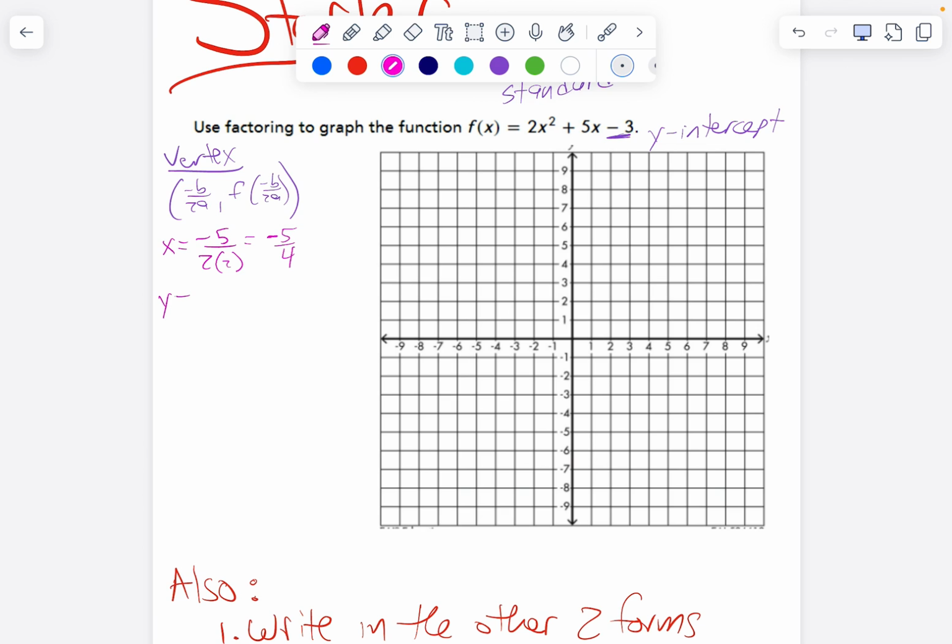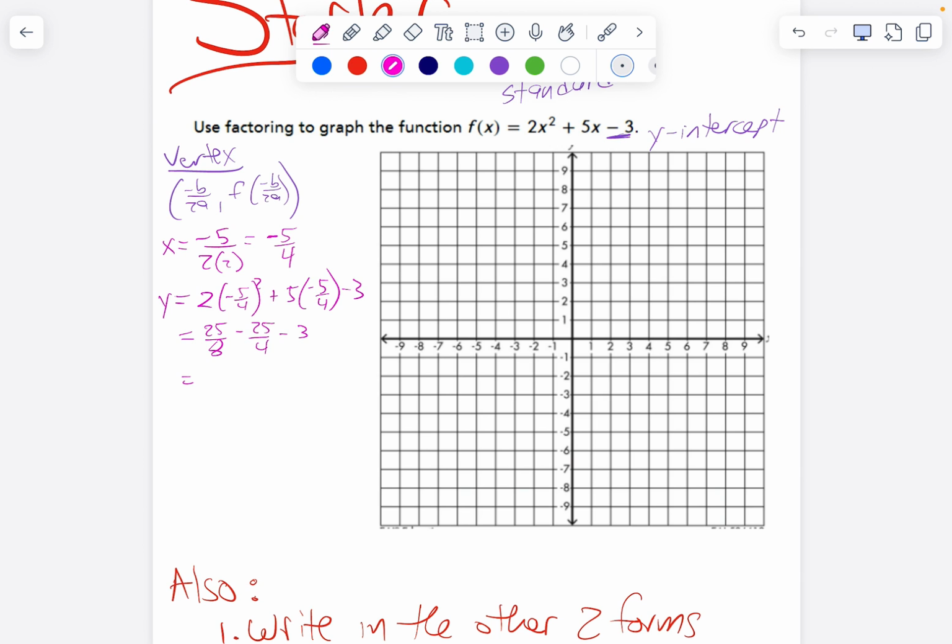Okay, and then the y coordinate. So again, it's just f of, it just means plug in the negative 5/4 to the function, which admittedly is a little bit ugly on this one. But you'll be able to use a calculator. Negative 5/4 squared is positive 25/16. So that becomes 25/8 when I multiply by 2. And then let's just do minus 25/4 minus 3.